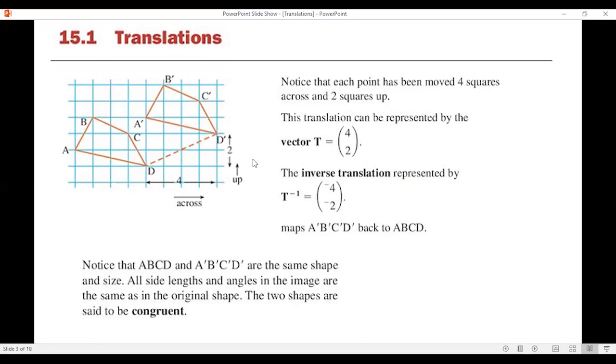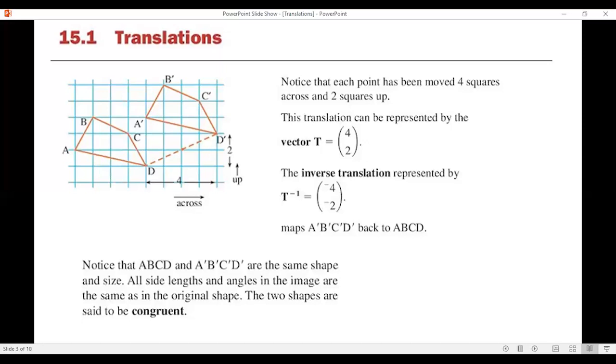It is said that translation T with coordinates 4 and 2 maps the figure A, B, C, D into the figure A prime, B prime, C prime, D prime. Positive signs of the coordinates of the vector of the translation mean right and up. Negative signs of the coordinates of the vector of the translation mean left and down.